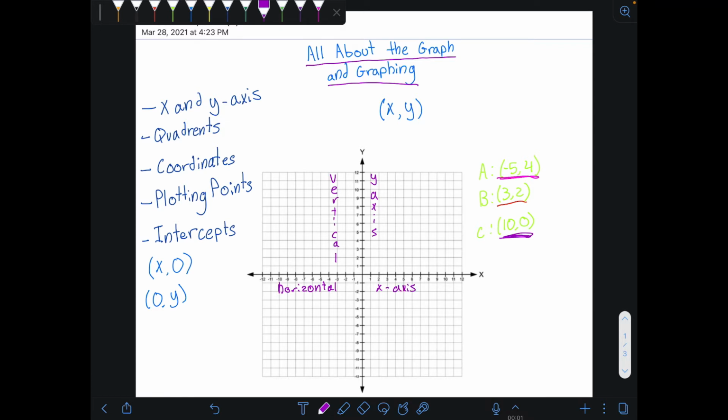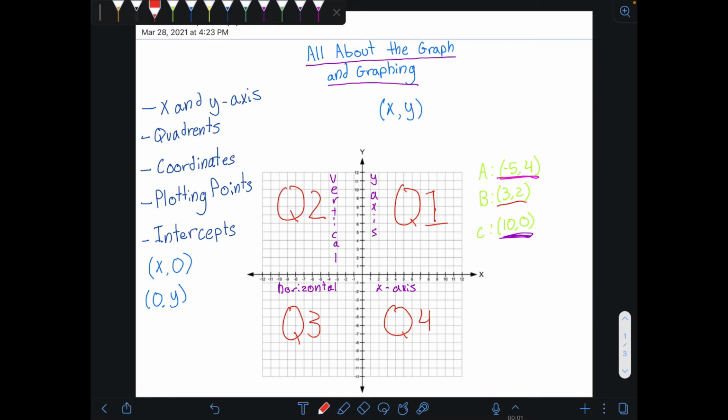Okay, now let's learn about those 4 sections that the graph is broken up into. These 4 sections are all numbered from 1 through 4. So this section is going to be quadrant 1 or Q1. This is easier to write that way. Then quadrant 2 in the top left corner. Then Q3, quadrant 3, bottom left corner, and then finally quadrant 4 in the bottom right corner.